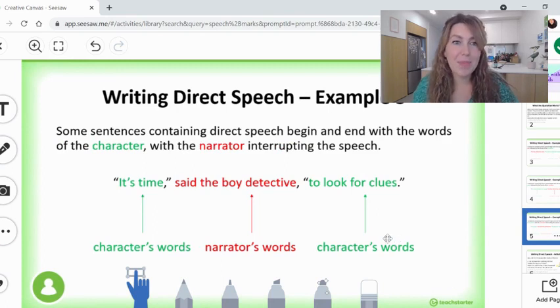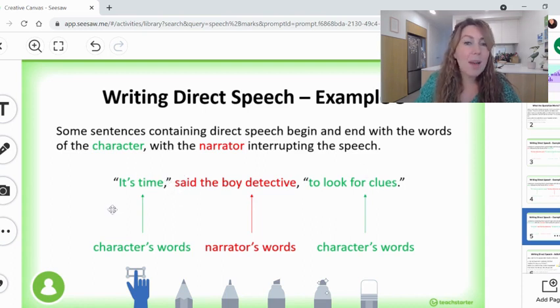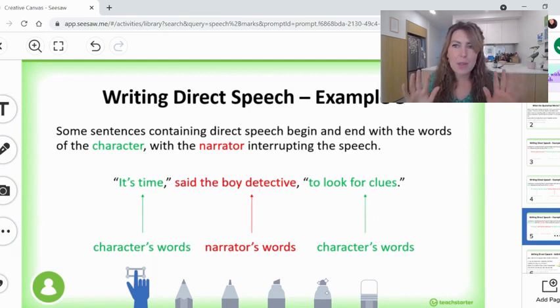Here's a trickier example. Sometimes the direct speech is broken up, with the narrator interrupting the speech in the middle. "It's time," said the boy detective, "to look for clues." You can see here that we open and close the speech marks at the beginning, because the narrator jumps in to tell us who's saying it, and then we open and close them again at the end, because it's the same lot of speech. The boy is not saying, "It's time," said the boy detective, "to look for clues." He's not saying that whole sentence. He's just saying the beginning and the end, and that's where we use the speech marks to really paint that picture of exactly what the boy is saying.